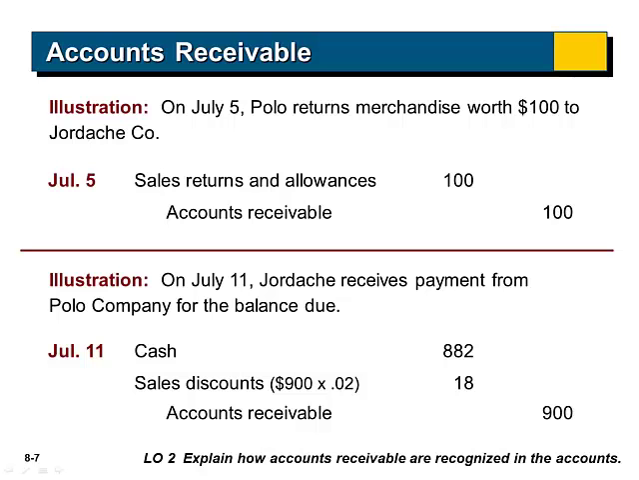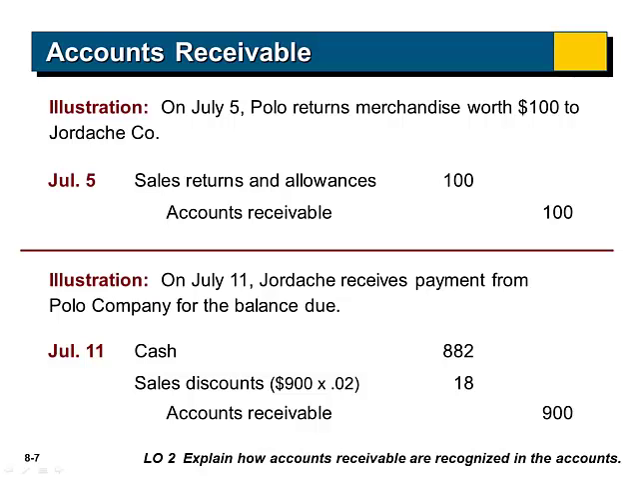So what you've got to do is record the fact that you've received $882 cash by debiting cash for $882, and you need to zero out their receivable, and you would do that by crediting accounts receivable for $900. So now there is no outstanding receivable balance from Jordache because they are paying their balance due.